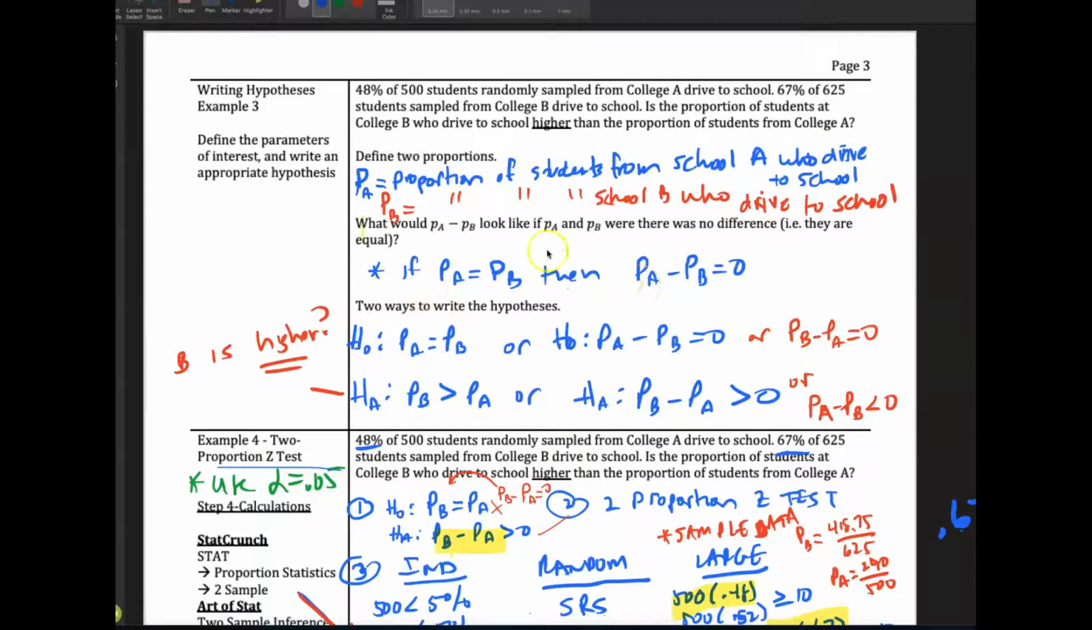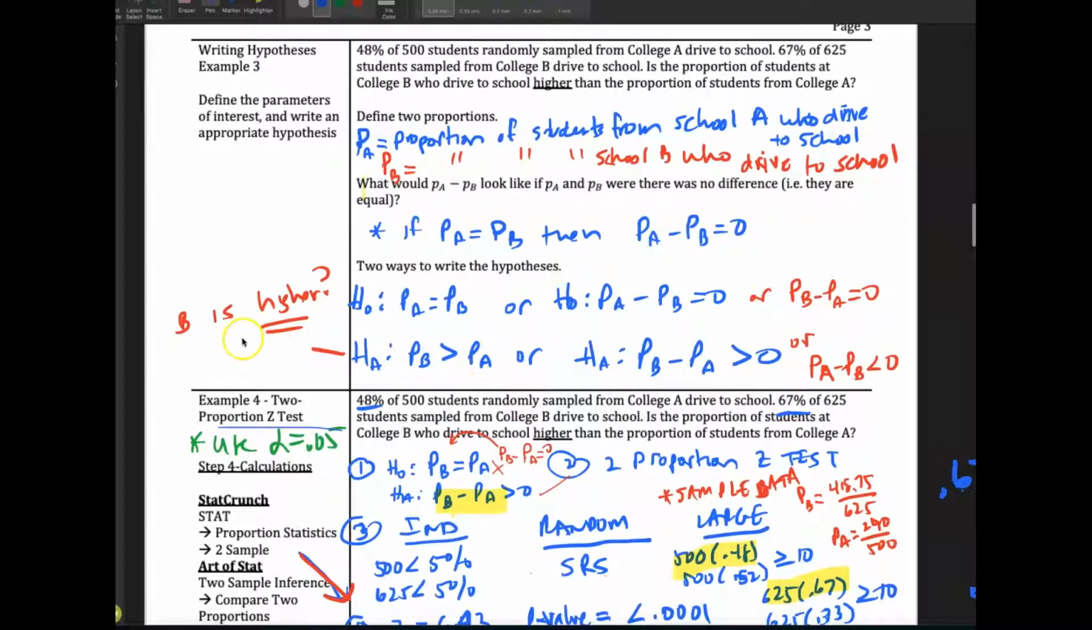One thing we know, if there is no difference between those two schools, then the proportions are equal to each other. Or, when you subtract the proportions, it equals 0. That's important to understand. So if B is higher, then what we're really comparing is the proportion of B is greater than the proportion of A. And writing the null and alternative, the null would always have an equality symbol: the proportion of A equals B.